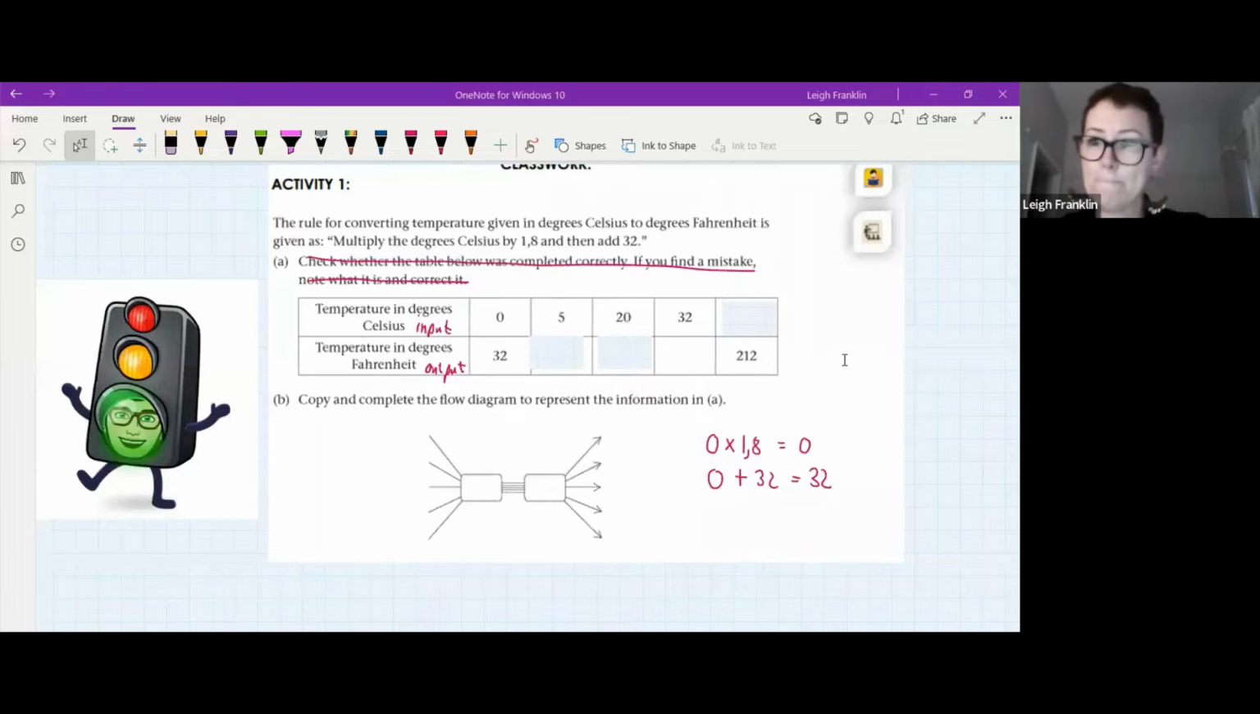Ma'am, are we going to use 1,8 with 5? Absolutely. Where I did 0 as an example with you, remember, I took 0, multiplied it by 1,8 and I got an answer. And then to my answer, I added 32. You've got to do the same thing with 5. Okay, ma'am. Thank you. Okay, no problem.